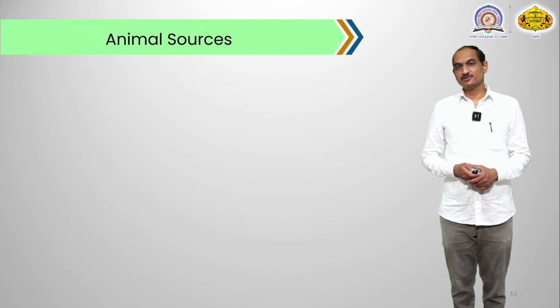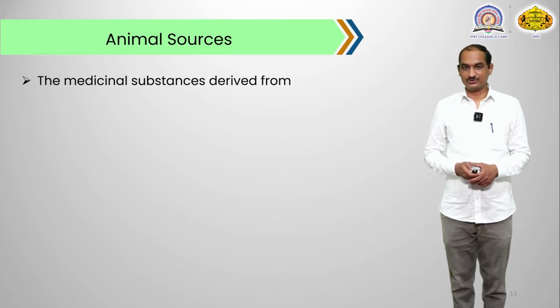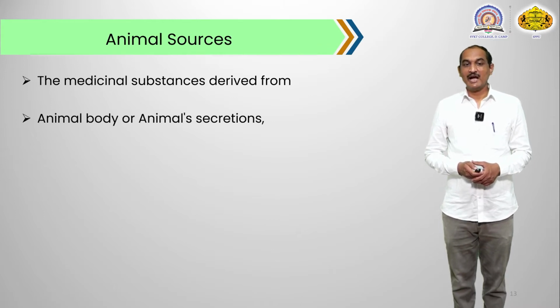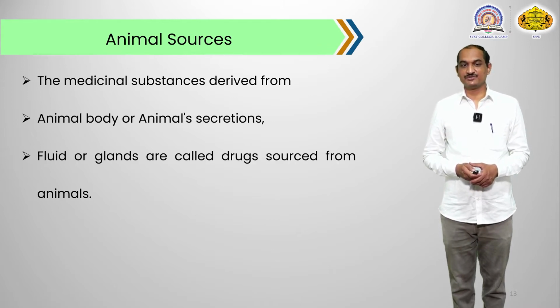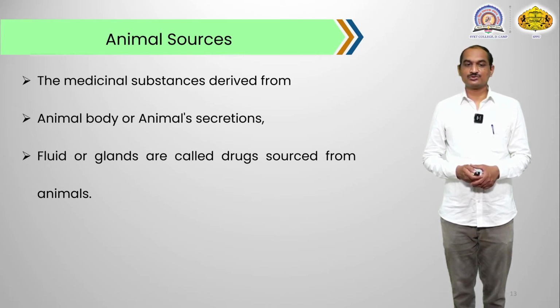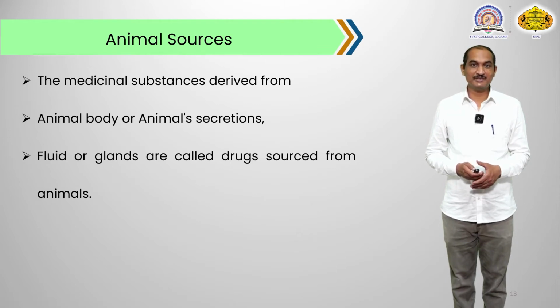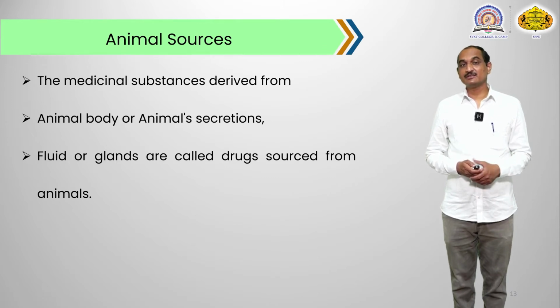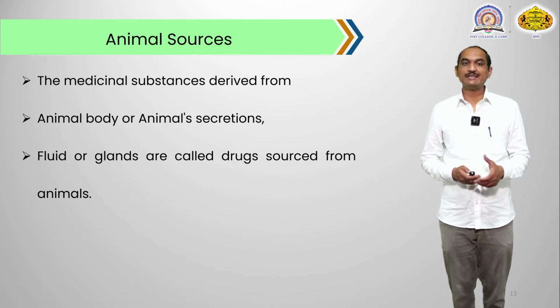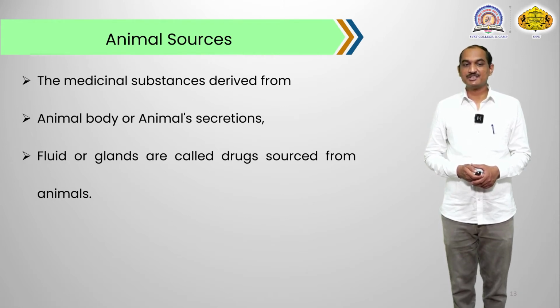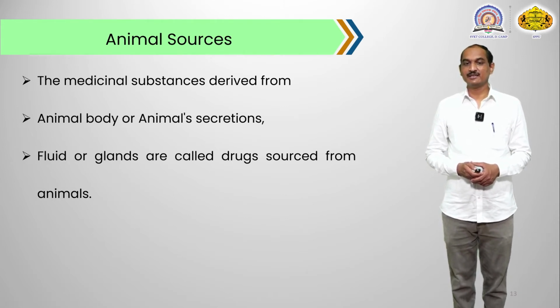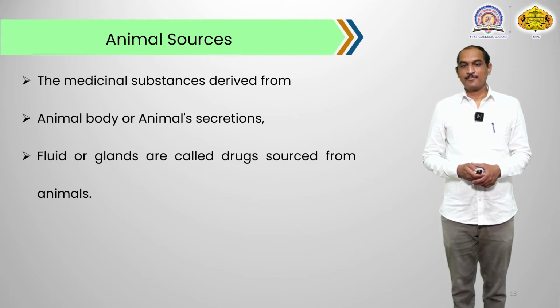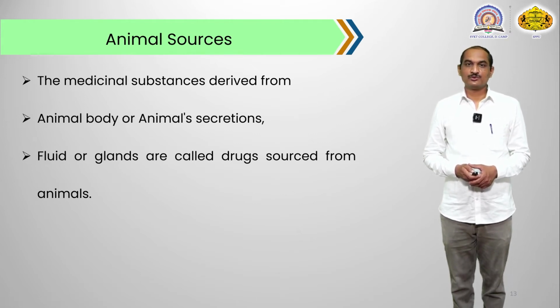Next drug source is the animal source. We know that medicinal substances derived from the animal body or animal secretions, fluids or glands are called drug sources from animals. Once again, I repeat: different animal sources. The drug substances or medicinally important substances are isolated or derived from animal bodies or animal secretions, fluids or glands. Such types of drugs come from different animals.